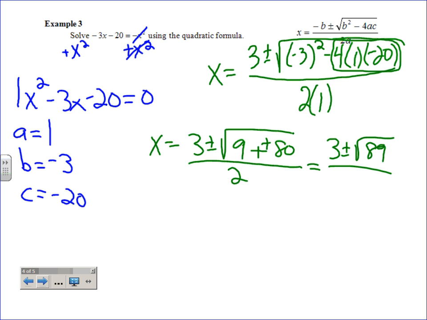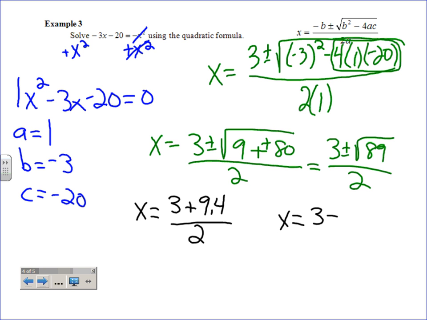Is that a perfect square? Is that one of them we know the square root of perfectly? No. So you're supposed to round where then? The nearest tenth. Very good. So x equals 3 plus whatever that is. 9.4. I was going to say 8.4 doesn't make sense. 9.4 divided by 2. And x also equals 3 minus 9.4 divided by 2. Will either one of these end up negative, do you think?